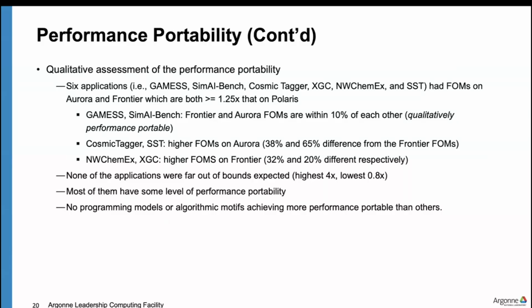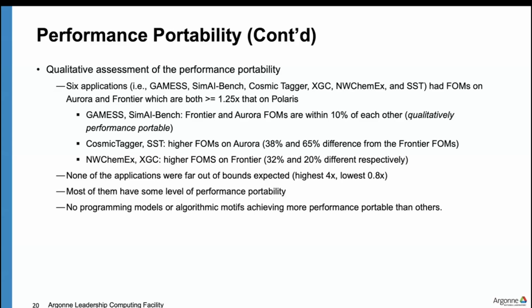So we looked at the figure of merit data across the different architectures, and 6 applications show more than 25% performance gain on Polaris. For GAMESS and SimAI, Frontier and Aurora performance is pretty similar to each other, so we can say they are qualitatively performance portable. CosmicTagger SSDK is high on Aurora, which means on the Frontier side there is room for improvement. And RMG XCC is higher on Frontier, which means on the Aurora side there's some room for improvement, right? So most of them show some level of performance portability. No programming model or algorithm motif achieved more performance portability than others.